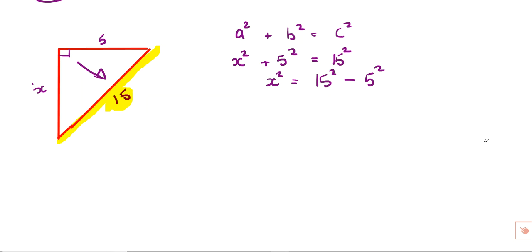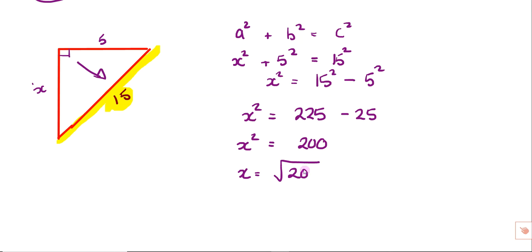Well, if that's what you know, then you'll do it better next time. Okay? Right, so the answer then is x squared equals 225 again, minus 25. So x squared is 200. So x is the square root of 200.